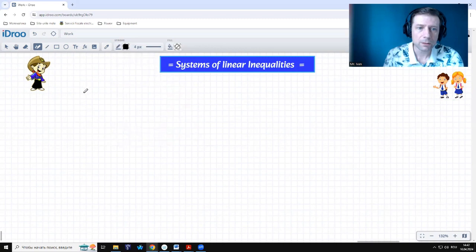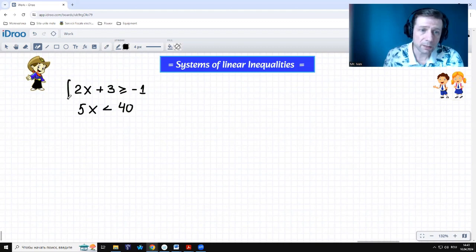2x plus 3 is greater than or equal to -1. That's the first inequality. And the second one, 5x is less than, let's say, 40.